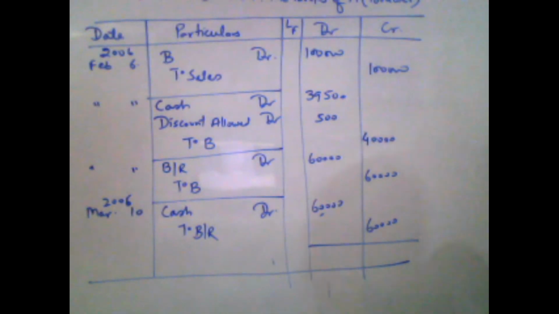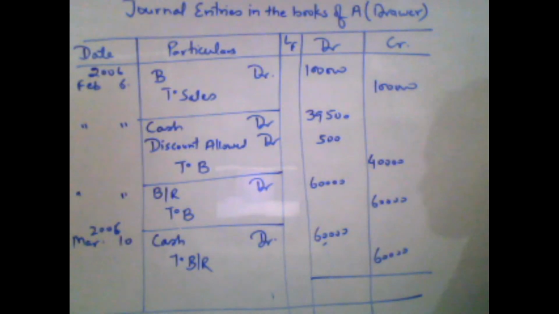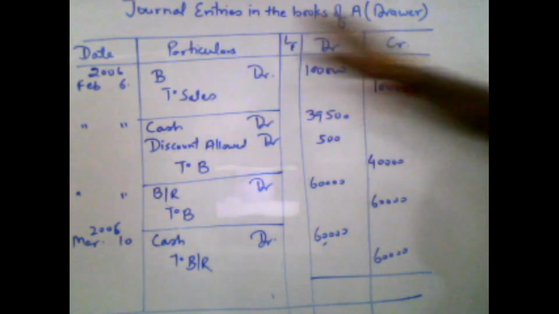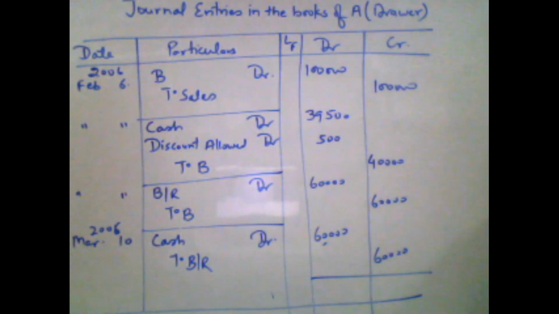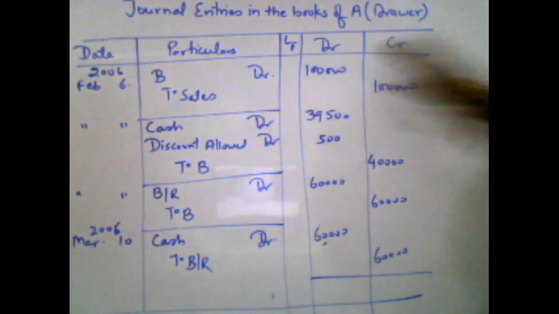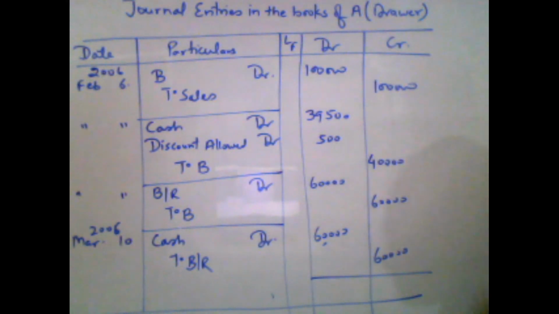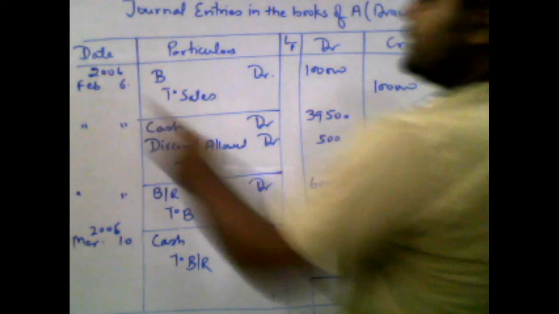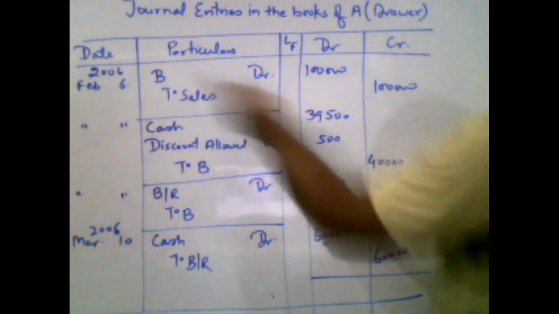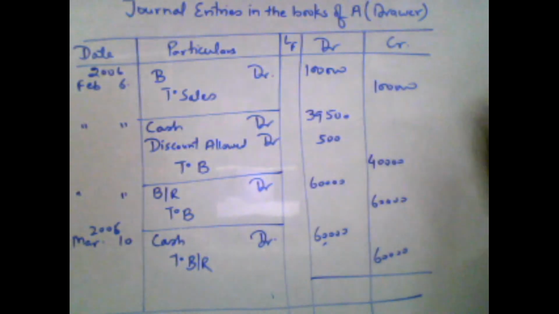So you can see on your screen that first of all we write the heading, journal entries in the books of A, where A is the drawer, and thereafter we prepare a format: date, particulars, LF, amount debit and amount credit. And you know very well A is the drawer. So the first transaction, as you can see according to the question, is 2006 February 6, goods sold to B. So the entry will be B Account debit to Sales, that is 1 lakh and 1 lakh.